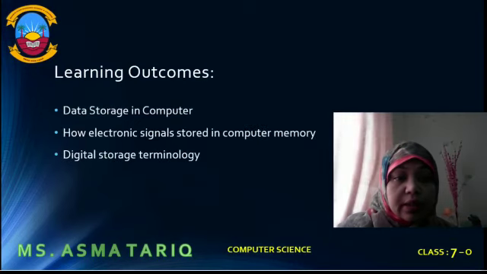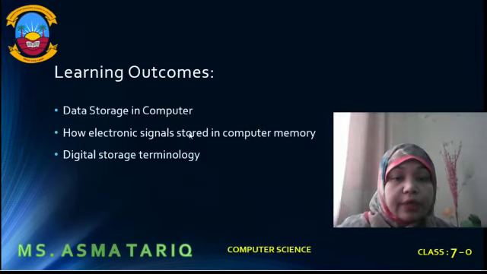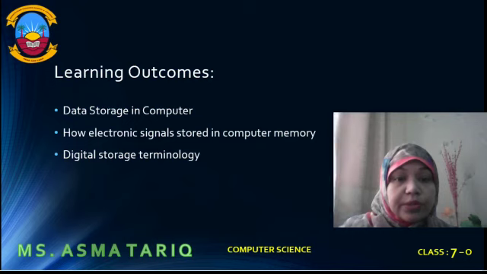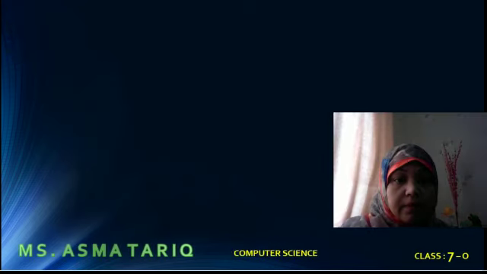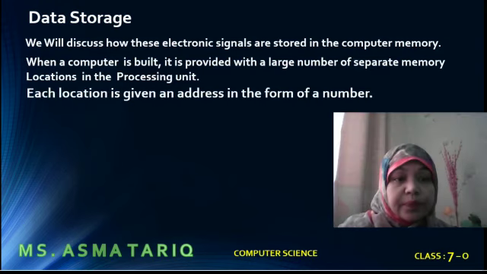Today we will learn about data storage in computer and how electronic signals are stored in computer memory, and the terminology related to the data storage. Let's start. What is data storage?